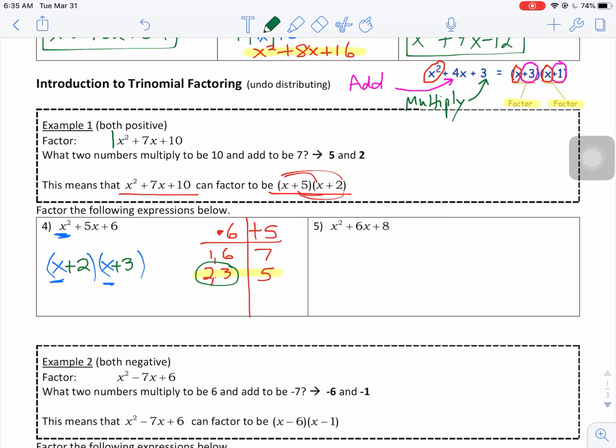The 2 and the 3 were both positive, so I do a plus 2 and a plus 3. And then that should be it. If I were to FOIL this out, I would get x squared plus 5x plus 6. Pause the video and try number 5.